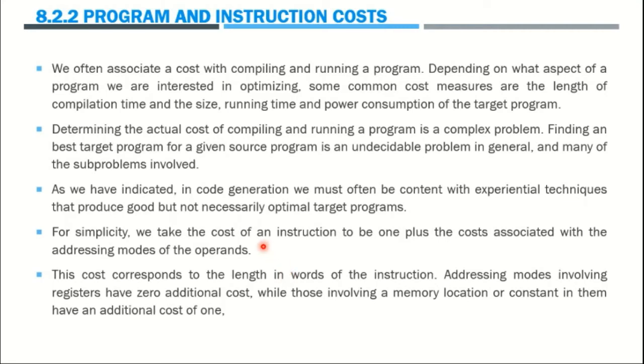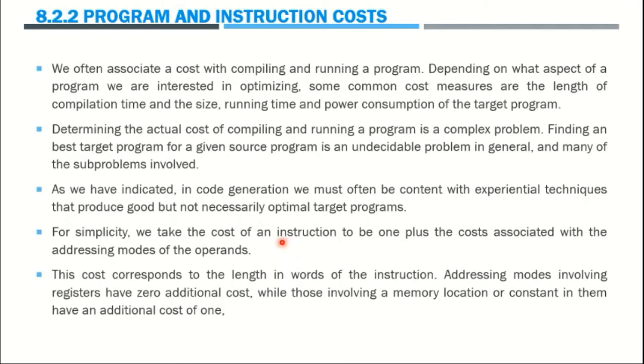For example, we take the cost of an instruction to be 1, plus whatever cost it takes to complete that instruction based on the addressing modes, that is, which type of addressing is used for the operands, direct addressing mode or indirect addressing mode. Based on these addressing modes, the cost of the instruction can vary.